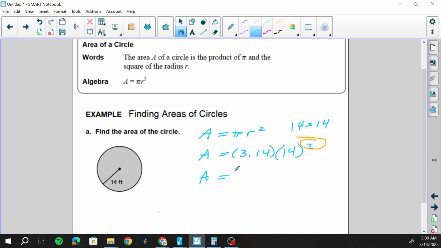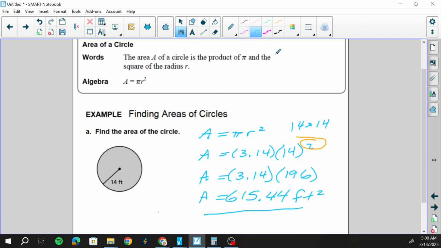So on my next line, I have 3.14 times 14 times 14 is 196. Then, for the last part, we're going to multiply 196 by 3.14, which gives us 615.44, and this would be in feet squared. You should be including your units.